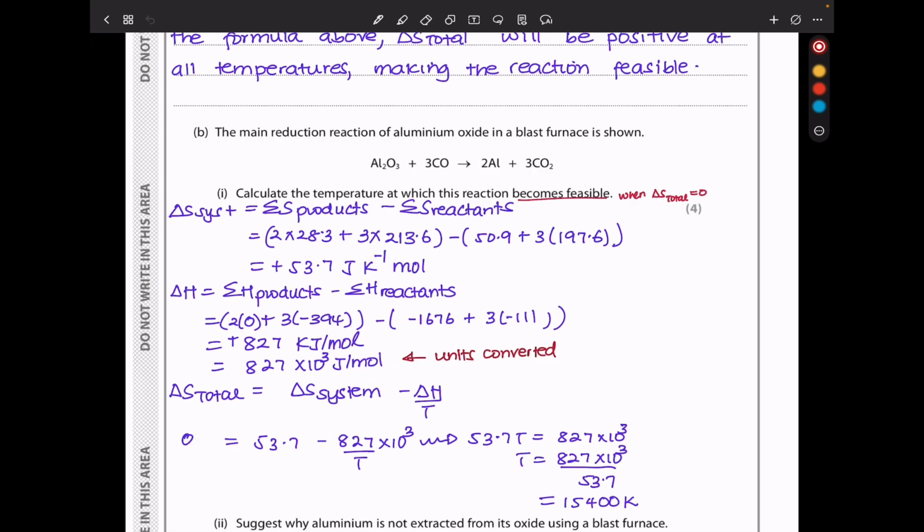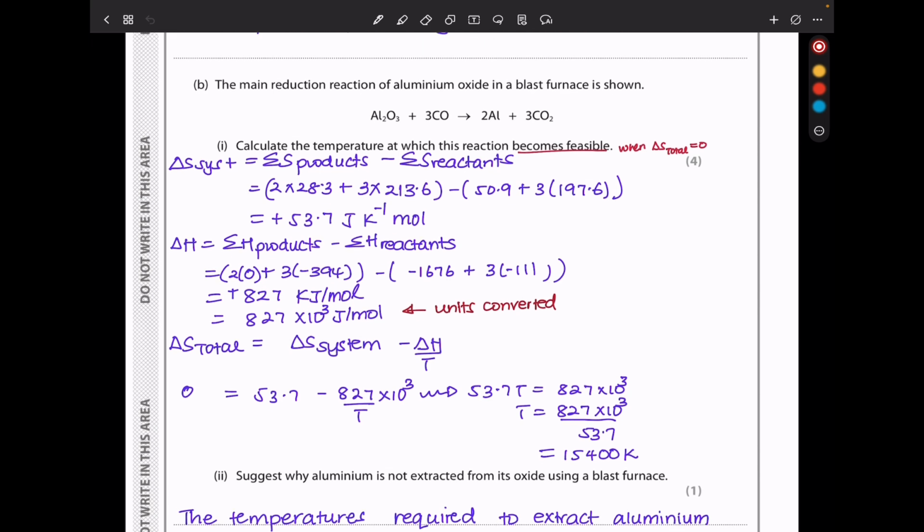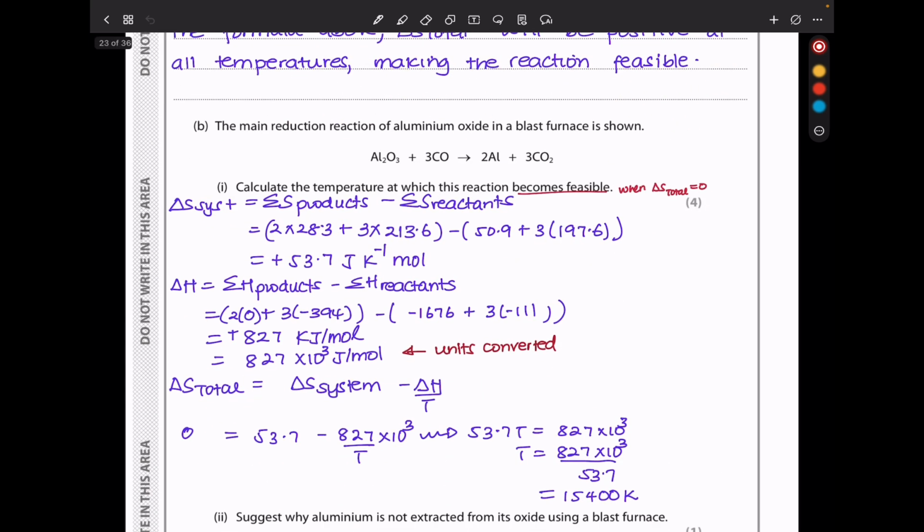And next I say the main reduction reaction of aluminium oxide in a blast furnace is shown. Calculate the temperature at which this reaction becomes feasible. I'm going to refer back to the values in the table, but this time I'm using them for aluminium oxide and carbon monoxide, aluminium and carbon dioxide. So here we have the S system, which is going to be the difference in the entropy of the products and reactants.